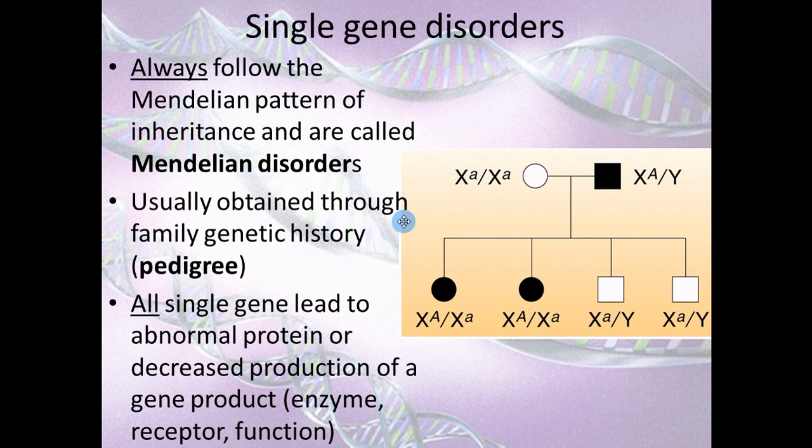Some rules to single gene disorders. First, they always follow Mendelian patterns of inheritance, which means you can use a Punnett square to determine the risk that the children are going to get it. You can do the same thing with a pedigree like you see over here. Pedigrees are basically like adding Punnett squares together, so you can see one generation to the next, to the next, instead of just building lots of Punnett squares.